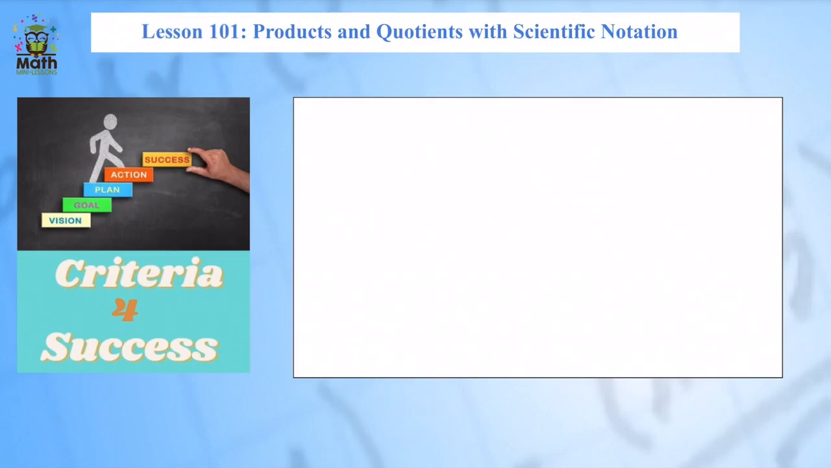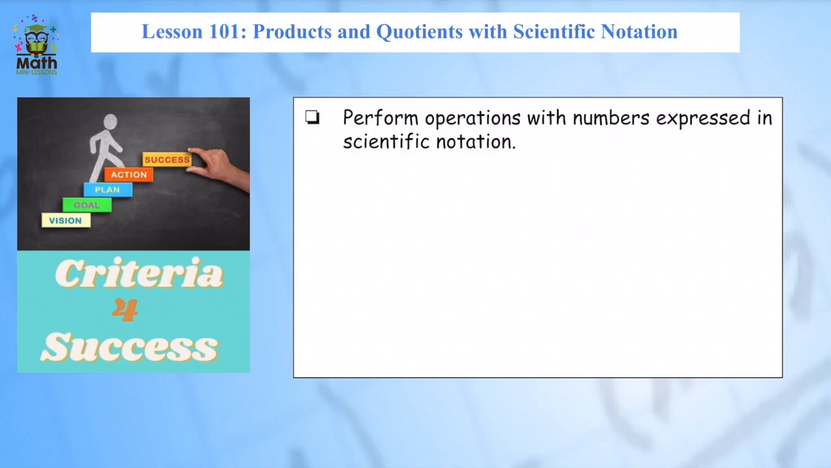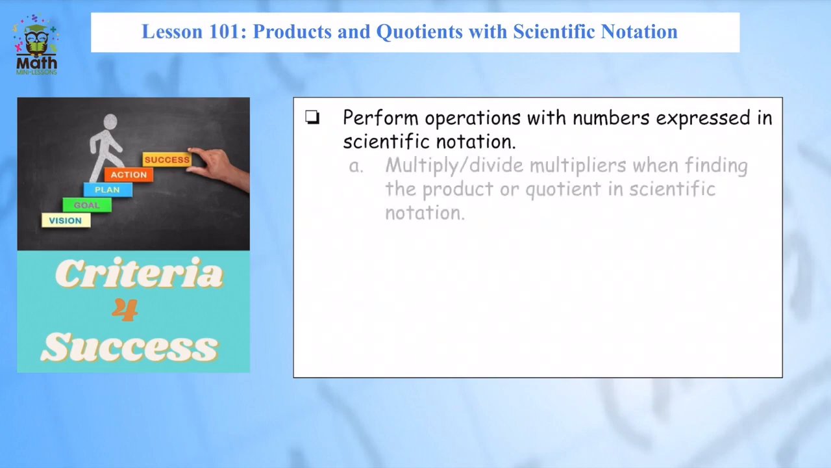This is lesson 101. We're going to find products and quotients in scientific notation. In the last lesson, we learned how to add and subtract, and it was a lot of work because we needed the exponents on the 10 to be the same. That's not going to be the same for multiplying and dividing.